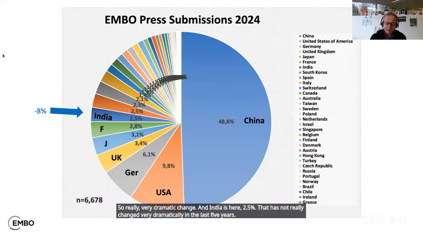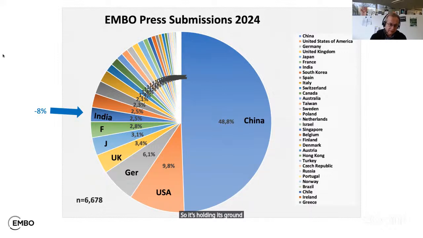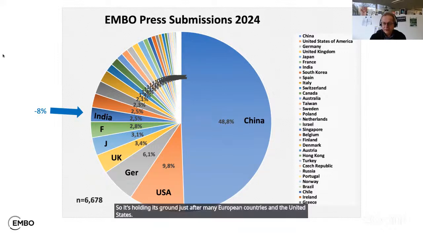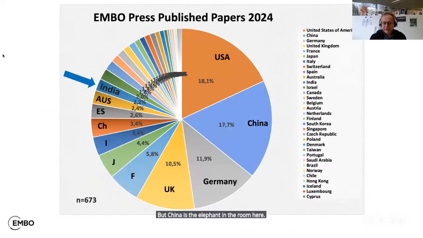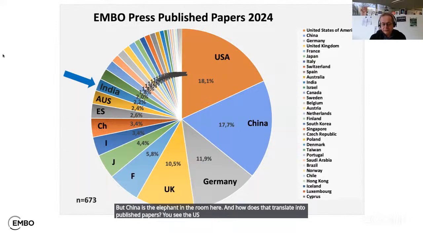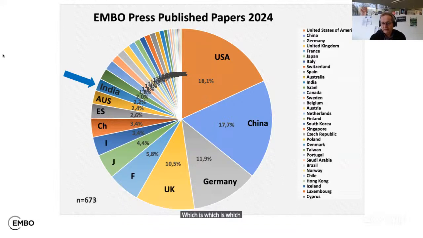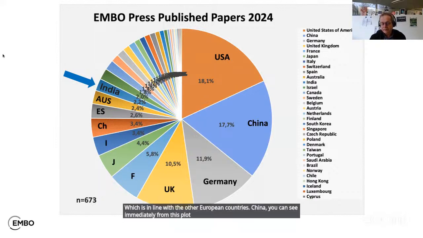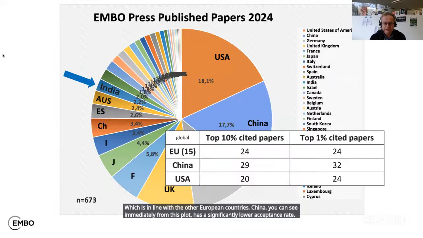So it's holding its ground just after the main European countries and the United States, but China is the elephant in the room here. And how does that translate into published papers? You see the US and China are the number 1 countries for us, followed by the larger European countries. And then India is pretty much the same. So pretty much the submission rate percentage and acceptance percentage is the same, which means about 10% acceptance rate, I think, which is in line with the other European countries. China, you can see immediately from this plot, has a significantly lower acceptance rate of only about 4%.